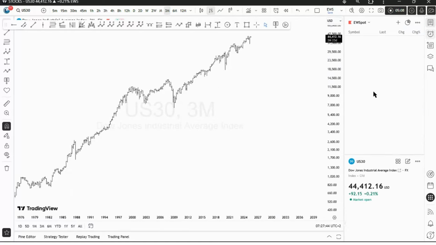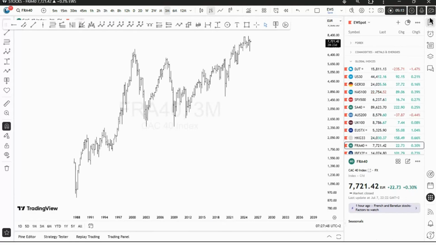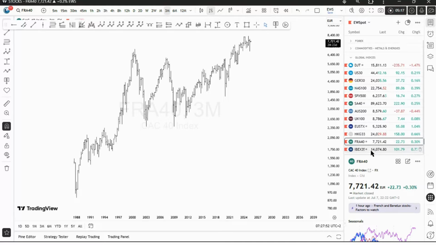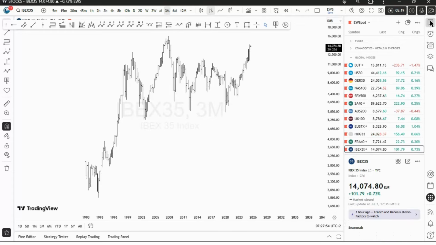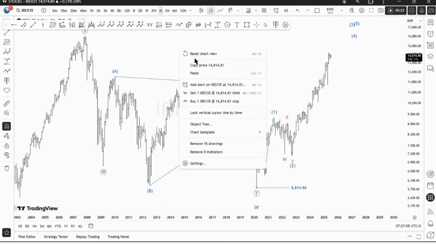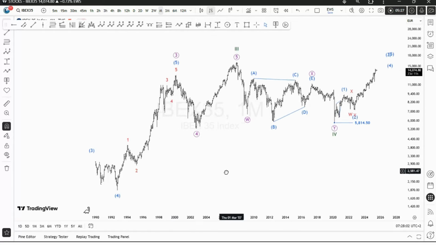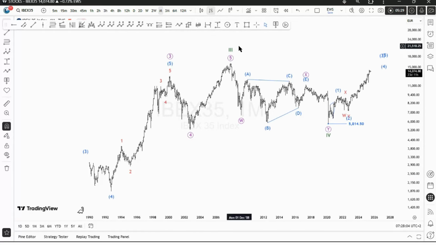Let me just take you quickly to the chart of this guy right here. I think it's the IBEX 35. So if you're looking at the IBEX 35, this data is definitely not complete. You can see here you have 3, 4, 5, and then WXY.